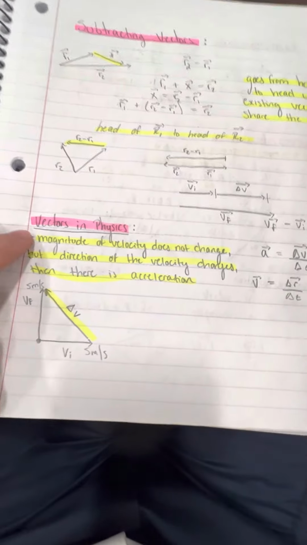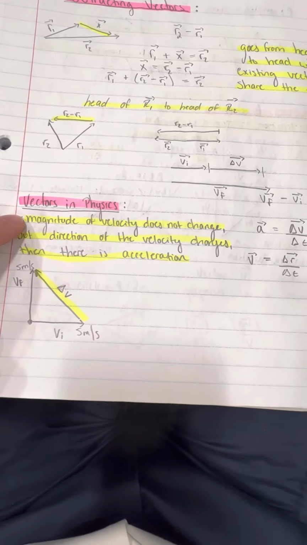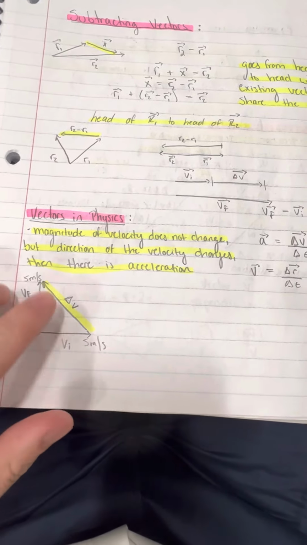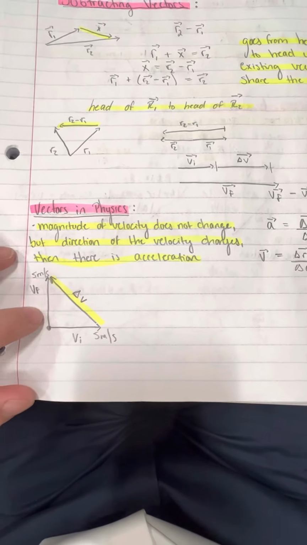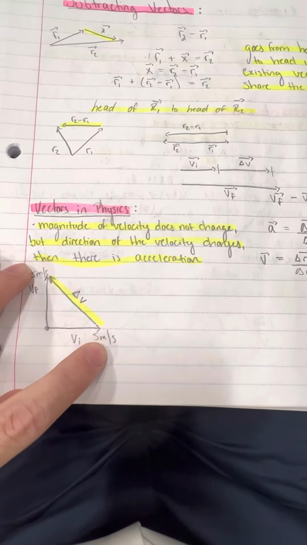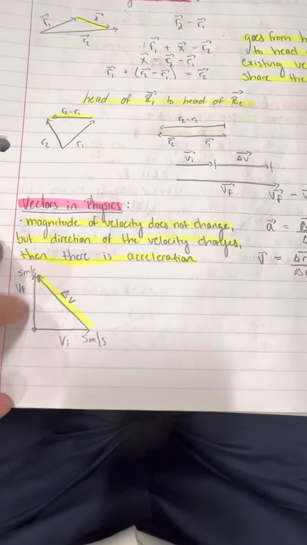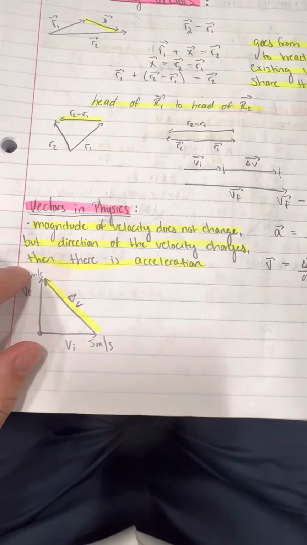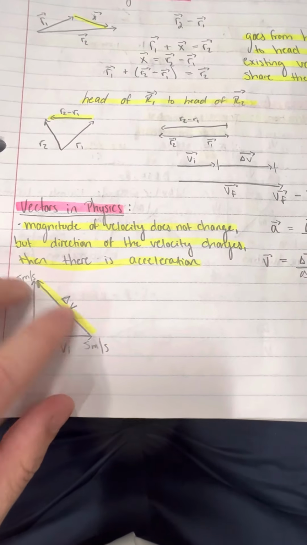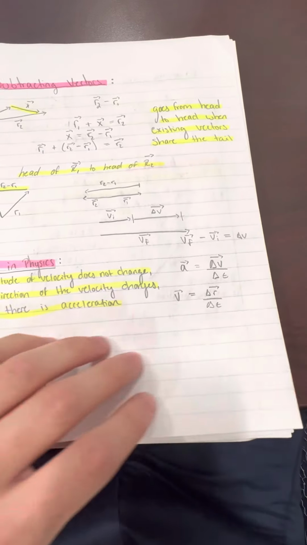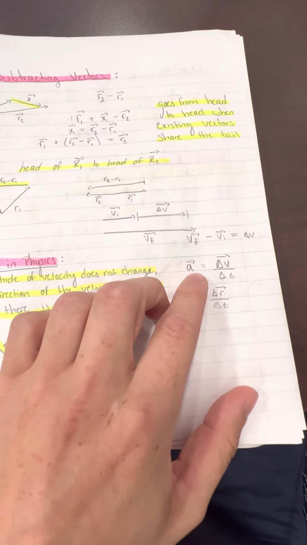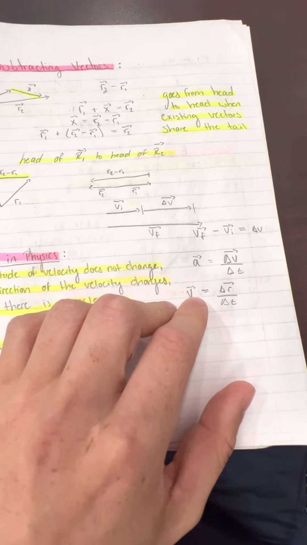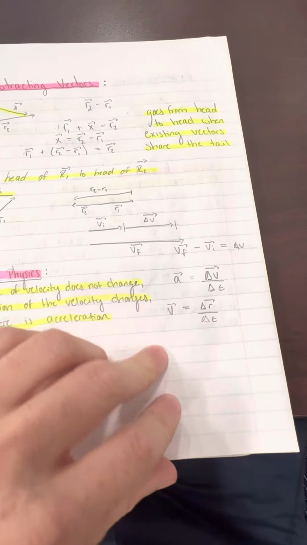We also have vectors in physics where the magnitude of velocity does not change, but the direction of velocity changes. And then there is acceleration. So V initial, V final, 5 meters per second and 5 meters per second, makes delta V, which is their sum. And then the acceleration vector is equal to the change in velocity over time, and velocity is position over time.